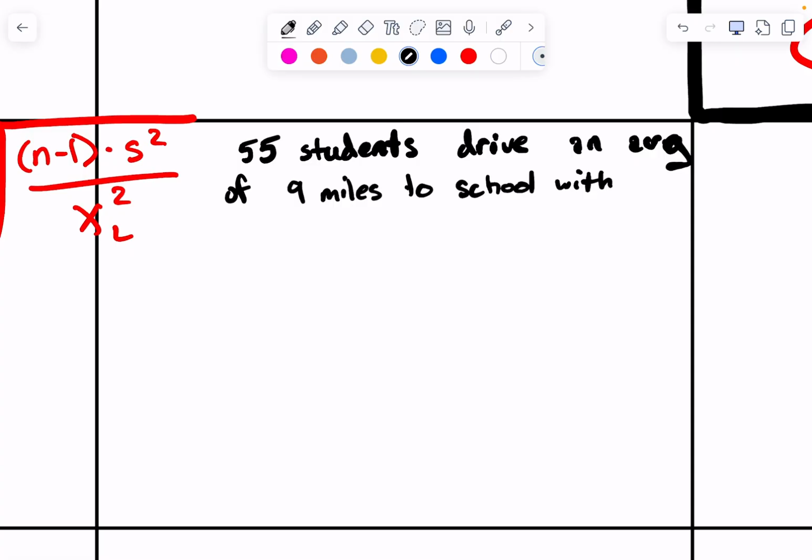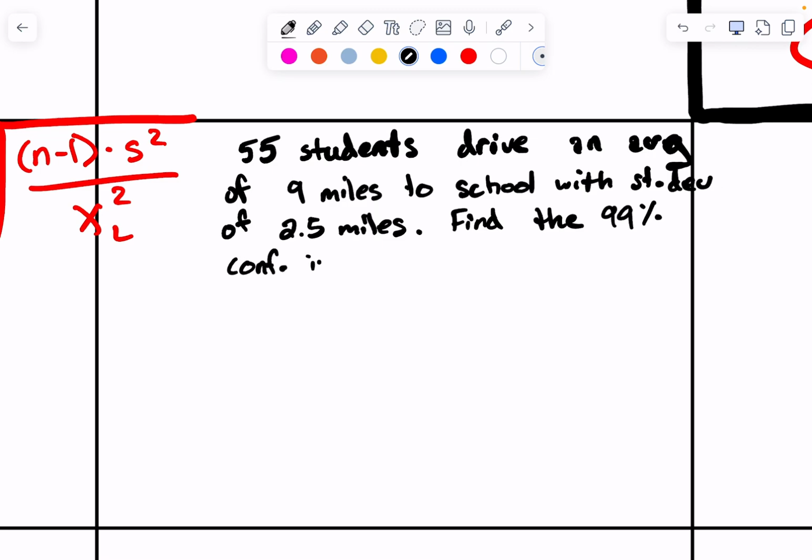With a standard deviation of... Who else was far? 2.5 miles. Josie was kind of far. Find the 99% confidence interval for standard deviation of all student drivers.